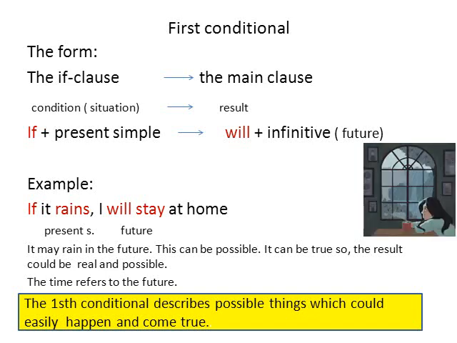Example: if it rains, I will stay at home. If it rains, present simple; will stay, future. It may rain in the future. This can be possible. It can be true. So the result could be real and possible. The time in the first conditional refers to the present or the future. Here, in this sentence, it refers to the future. The first conditional describes possible things which could easily happen and come true.